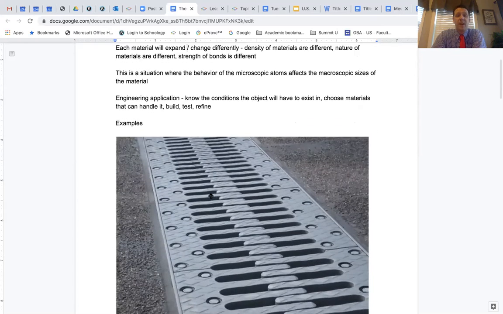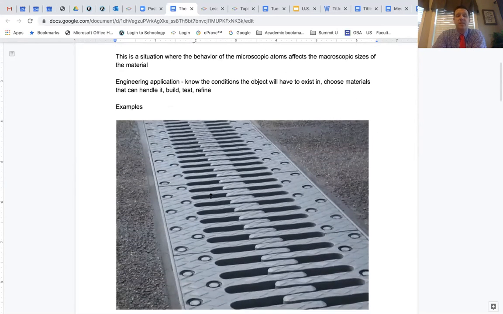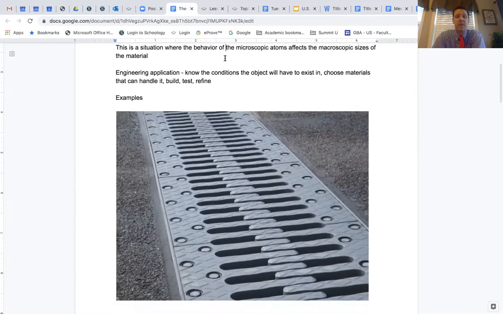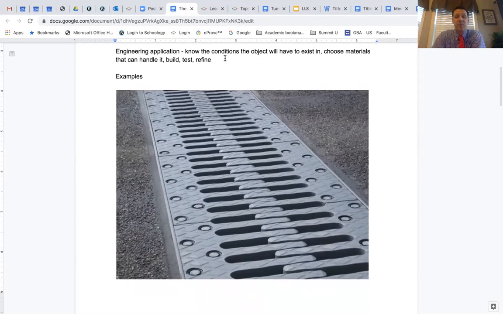So essentially what happens is the changes that are going on with the microscopic atoms, right? Because that's really what's going on. The microscopic atoms are affecting things. They change the macroscopic size of the material, or the large scale size of the material. And so this is really where you get a lot of interesting engineering applications.